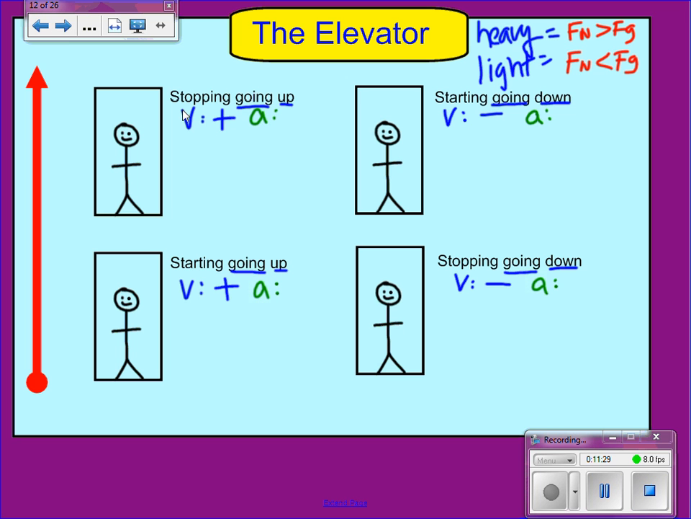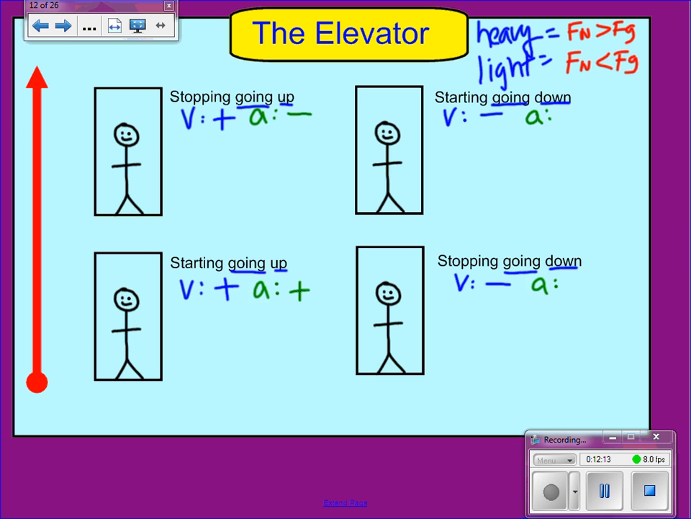Now let's go back through and think about what the accelerations would be. For the first one, now I do care about whether or not I'm starting or stopping. Stopping implies that the elevator is slowing down. And remember, when you're slowing down, the velocity and acceleration vectors have to be opposite. So if I'm stopping and my velocity is positive, my acceleration must be negative. Let's look at the one below. I am starting, which means I'm speeding up. If the object is speeding up, the velocity and acceleration have to have the same sign. So for starting going up, if my velocity is positive, my acceleration also has to be positive.